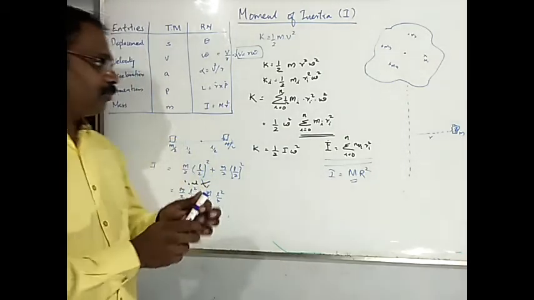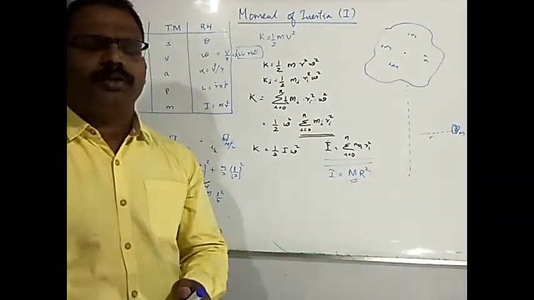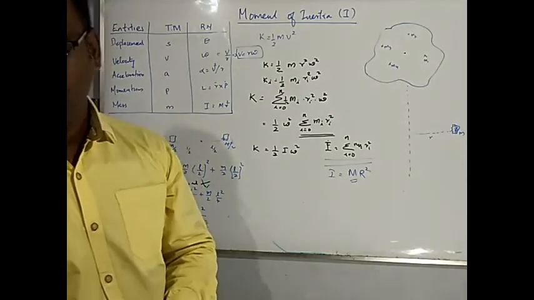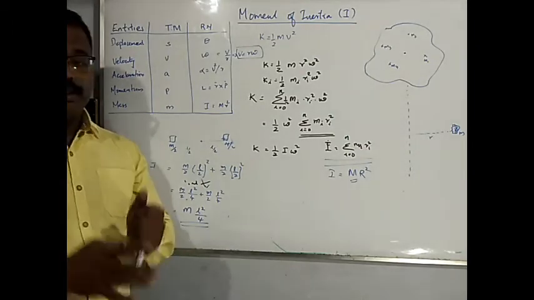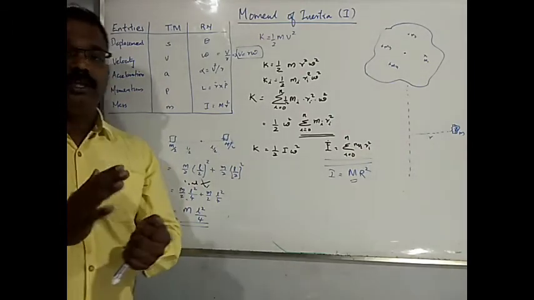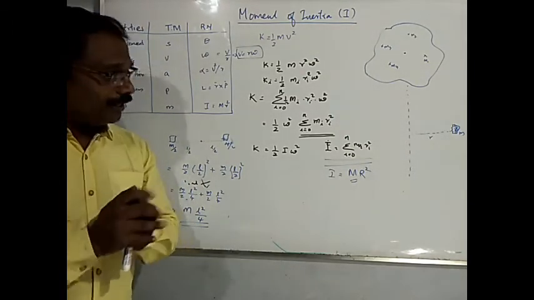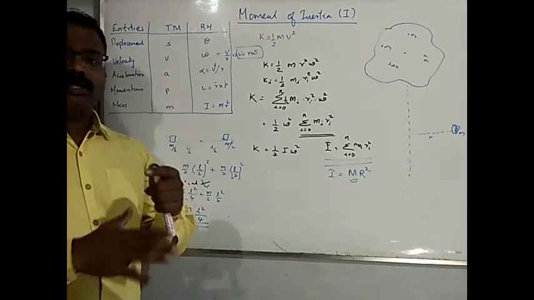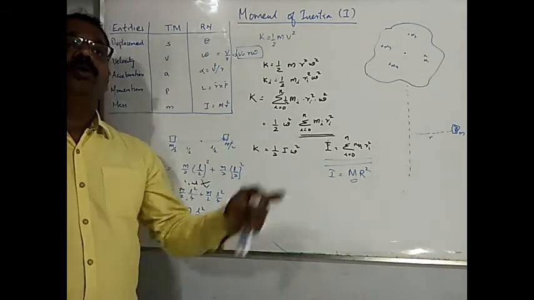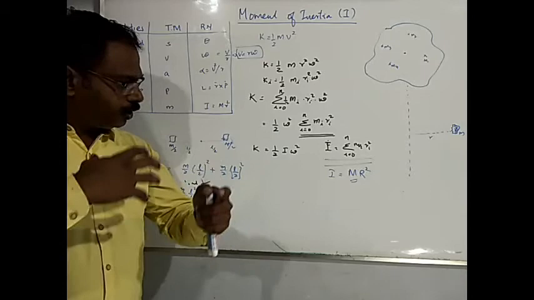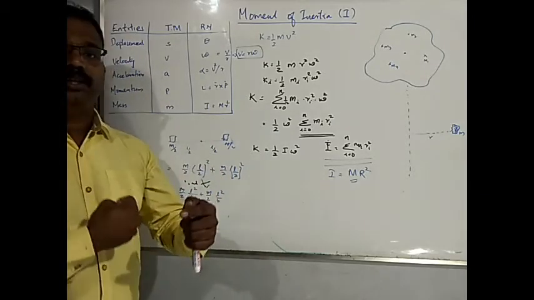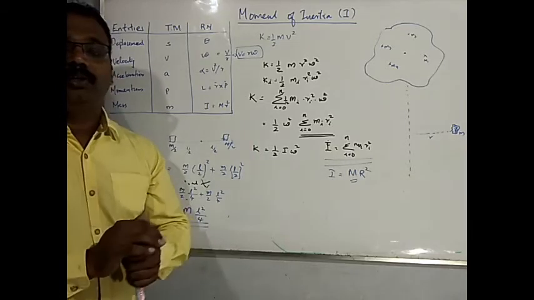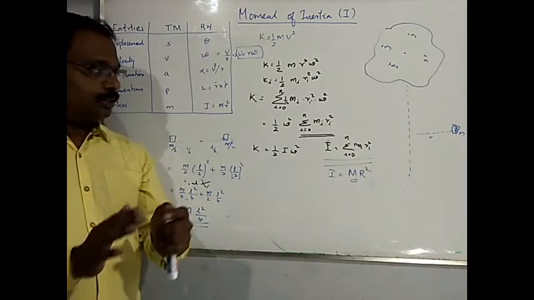So this is the moment of inertia, and also we learn that the moment of inertia is the tendency of the object to resist angular momentum. If the moment of inertia is greater, then we need more energy to rotate that object, to keep the object in a particular rotational motion. So this is the theory.